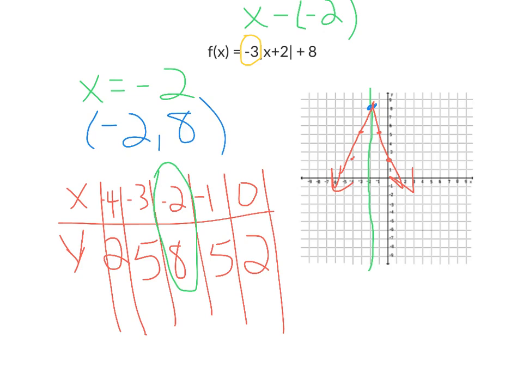So if you look back at our first example, our value of a was understood to be 1. Therefore, since our value 1 was positive, our graph opened upwards and was concave up.